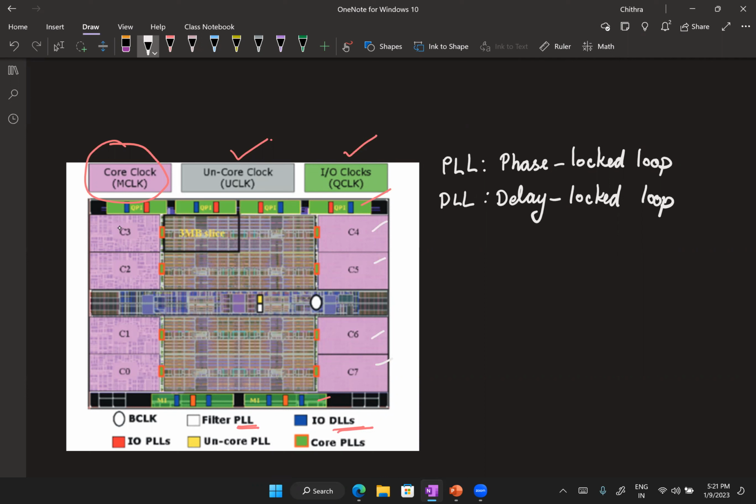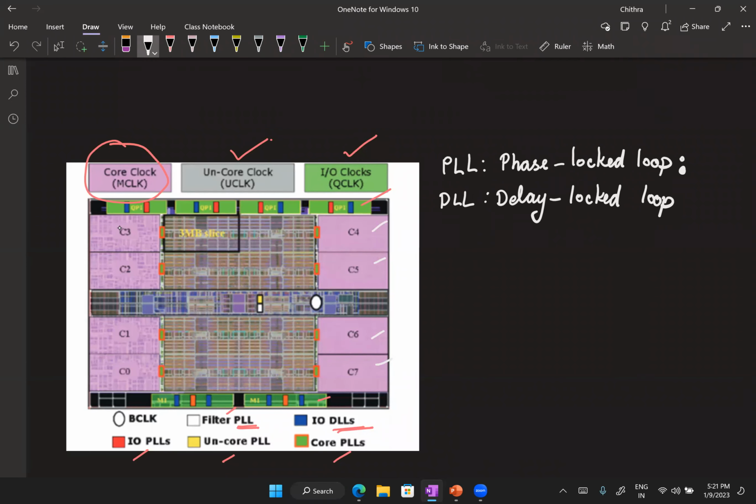Looking at this figure, can you tell me the number of PLLs in it? You will have to sum up all the IO PLLs, filter PLLs, uncore PLLs, and core PLLs. What is the total number of PLLs here? 15? 17? Okay, let's count together.